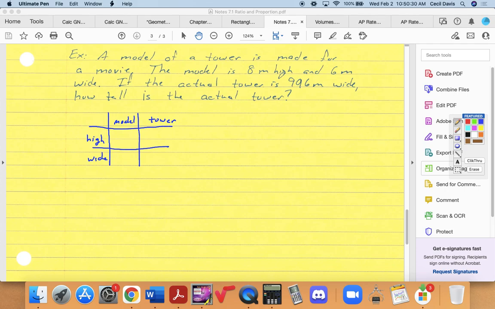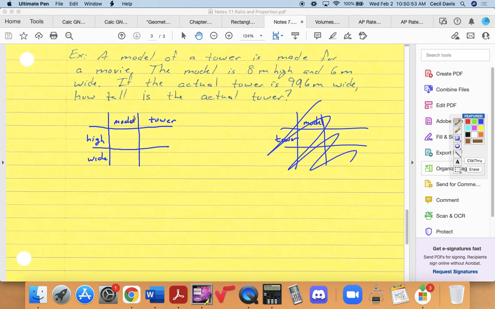If you set up your table wrong, you'll immediately figure it out because you'll have something like this. Please don't write this down. You'll have something like model and tower, and you're like, well, what's supposed to go here? Well, I don't know. There's nothing about the model and the tower.